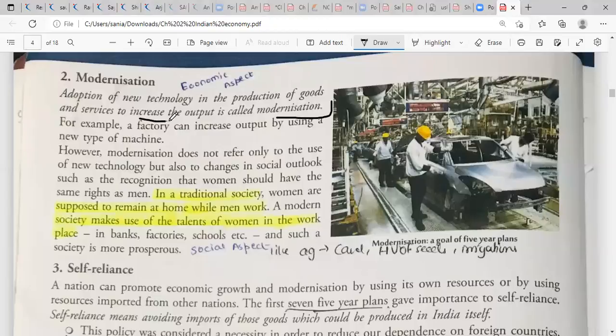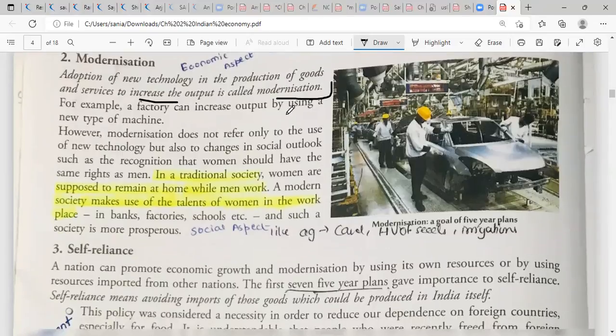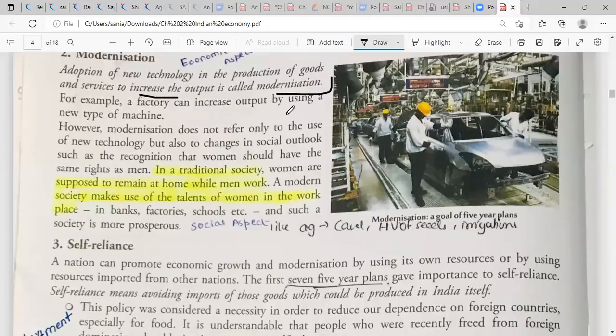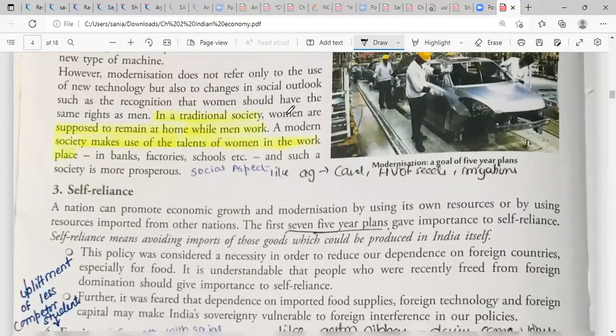To increase your output. For example, earlier with the outdated machine, you were able to produce 10 shoes. But now with the latest technology, you can produce 20 shoes at a time. So adaptation of new technology in production of goods and services to increase the output is called modernization. Clear? Yes, ma'am. Also, you'll write it down, modernization.